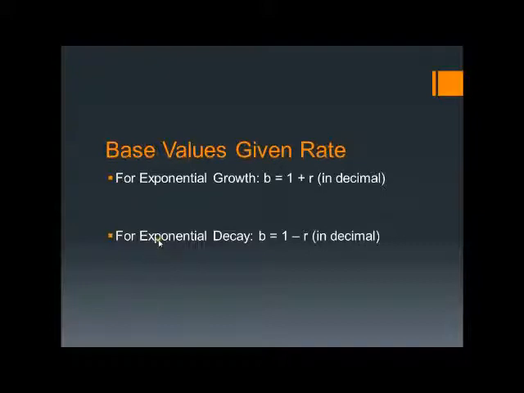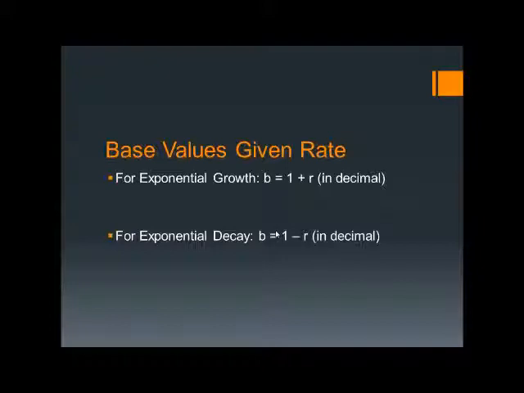So, base value is given a rate. For exponential growth, the base is 1 plus r. That's in decimal. 100% plus our rate, change that to decimal. For exponential decay, it's 1 minus that. Or 100% minus the rate as a percent.